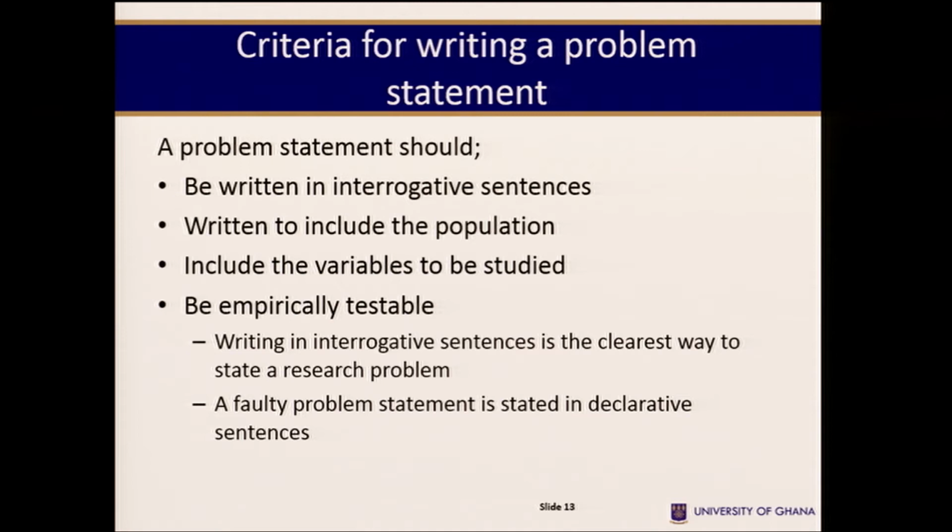And for it to be empirically testable, it means that you are writing in interrogative language or interrogative sentences. In the subsequent slides, we will look at other ways of writing which may not work well for a problem statement. One of those ways is the declarative way of writing the problem statement. If you declare that a problem exists, it's as if you already have the answers to the problem, so there's no need for research. That is why you cannot write the problem statement in declarative sentences.